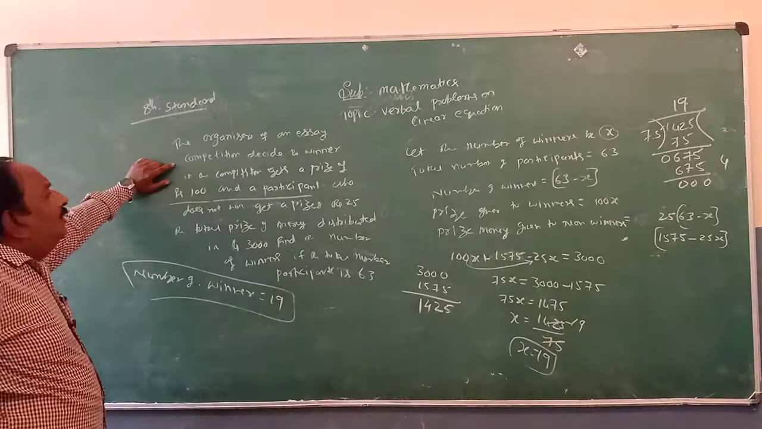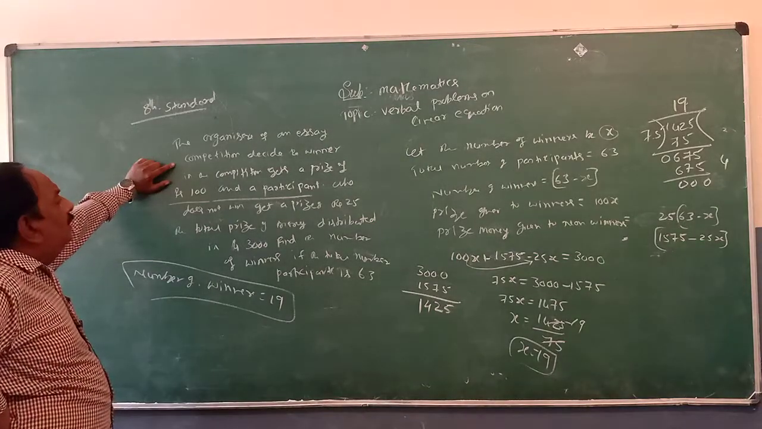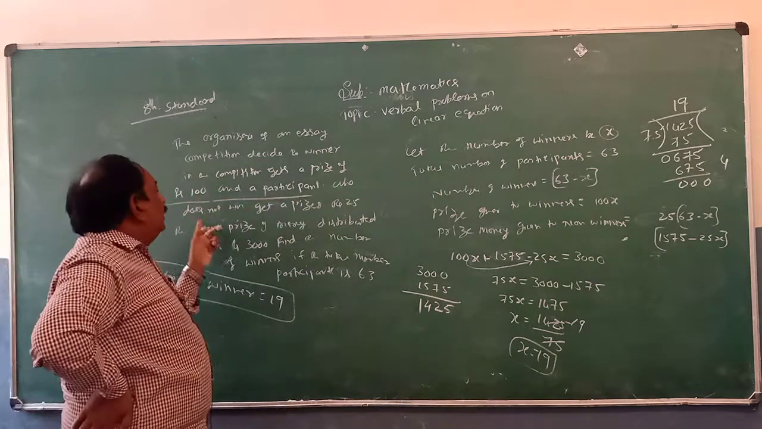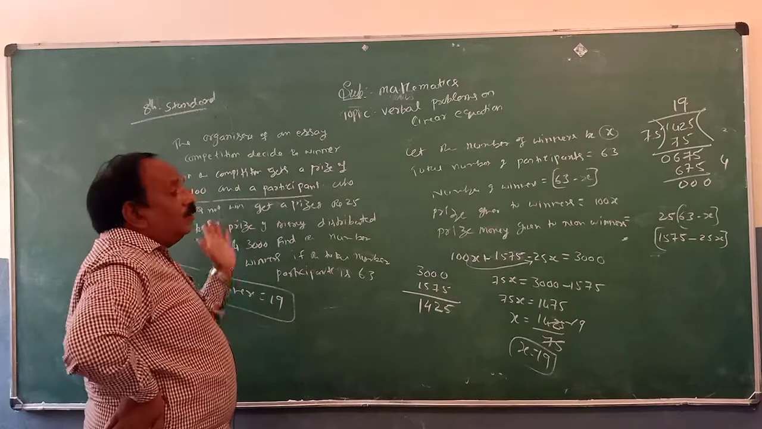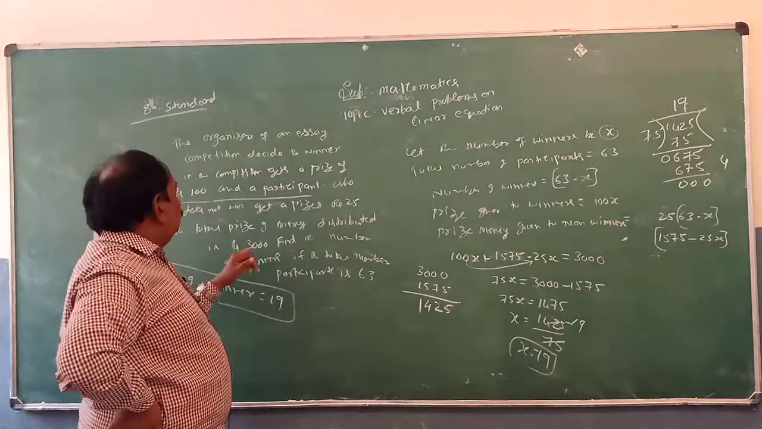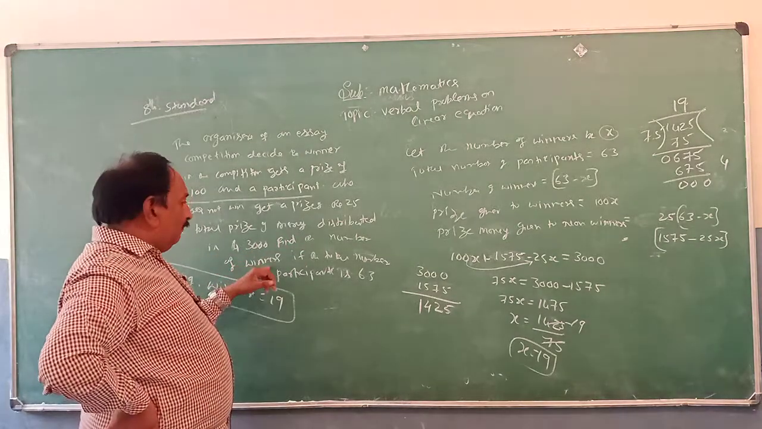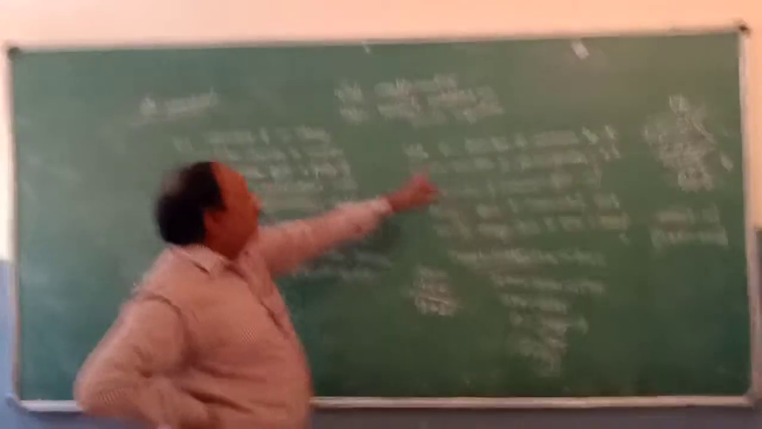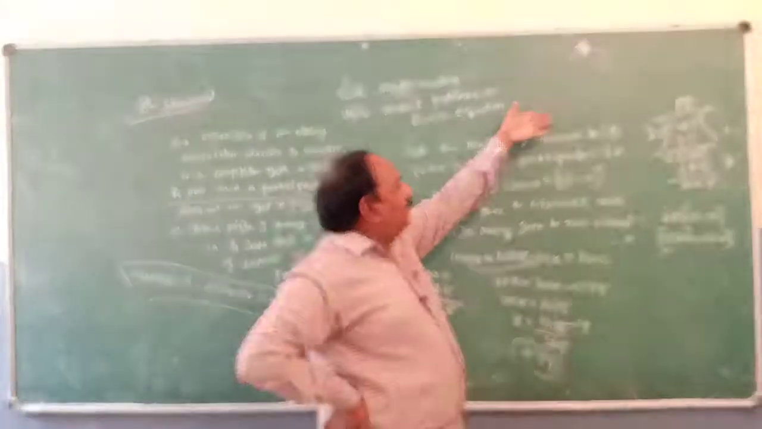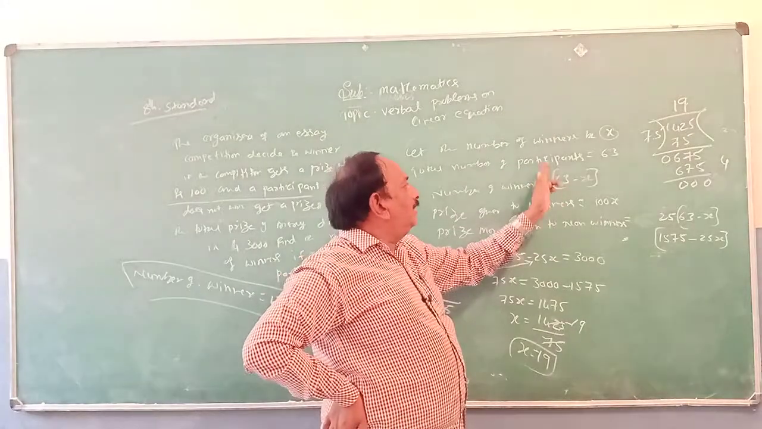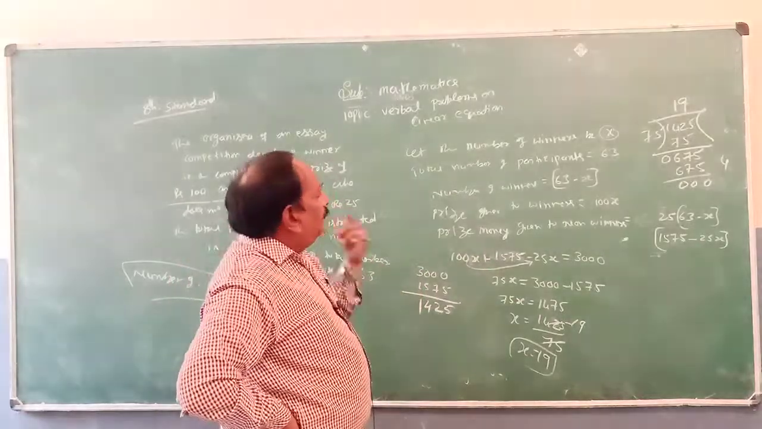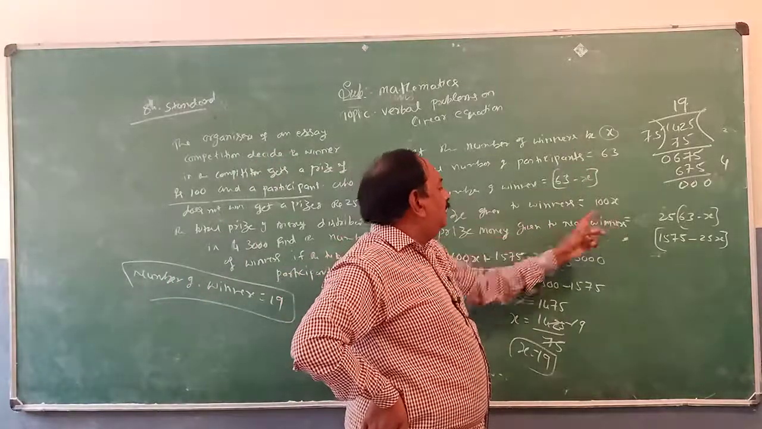The organizer of an essay competition decides the winner in the competition gets a prize of ₹100, and the participant who does not win gets ₹25. Total prize money distributed is ₹3000. Find the number of winners if the total number of participants is 63. Let the number of winners be x. Total number of participants is 63. Non-winners are 63 minus x. Prize given to the winners is 100 into x, 100x.